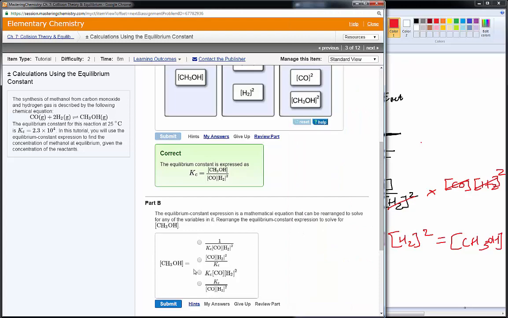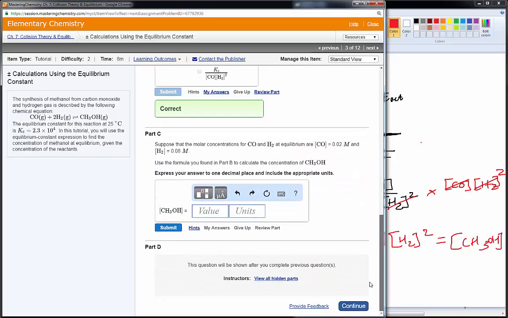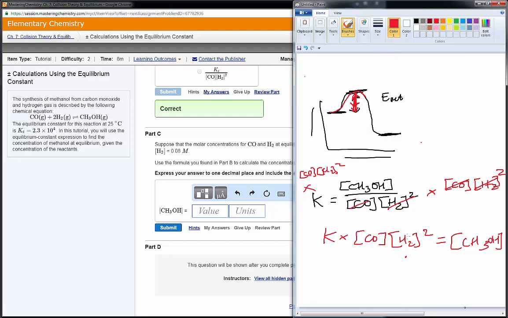So that's the one. Suppose that the molar concentrations are these, then find out the concentration of the CH3OH. All right, I just plug it in. I know that K is 2.3 times 10 to the fourth.